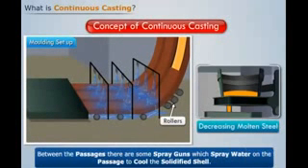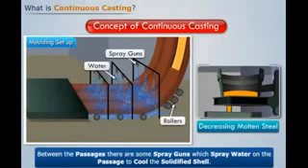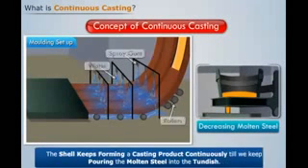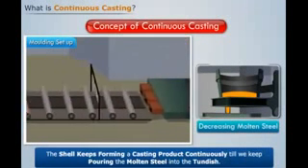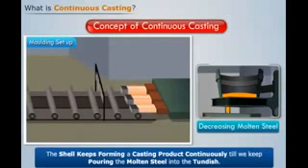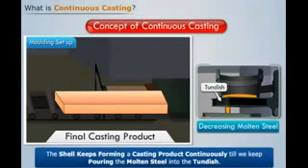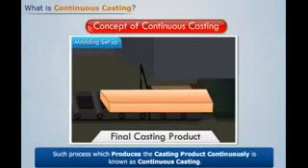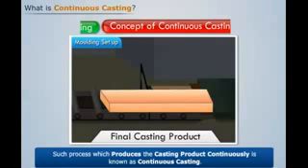We can see that between the passages there are some spray guns which spray water on the passage to cool the solidified shell. We see that the shell keeps forming a casting product continuously till we keep pouring the molten steel into the tundish. Such a process which produces the casting product continuously is known as continuous casting.